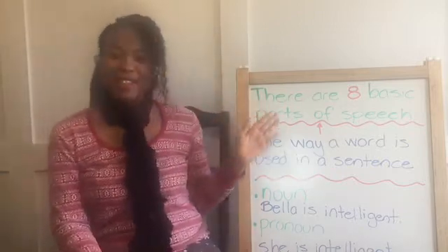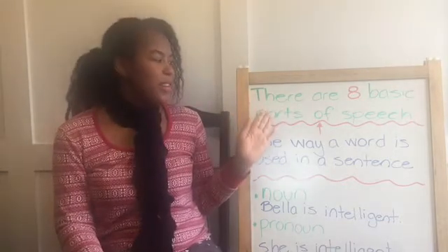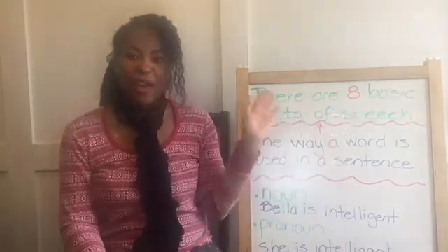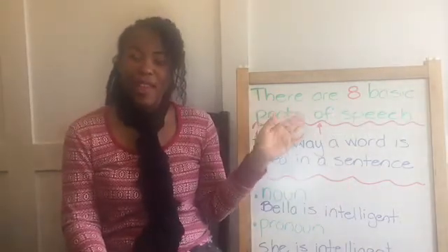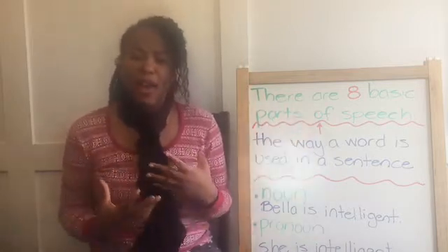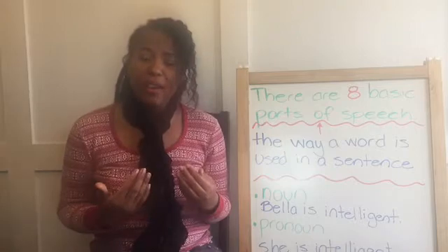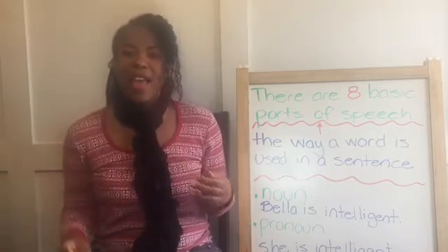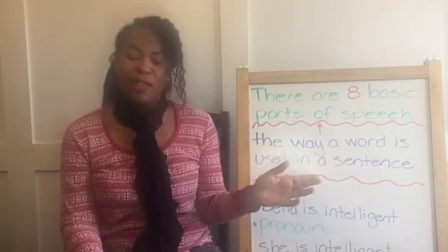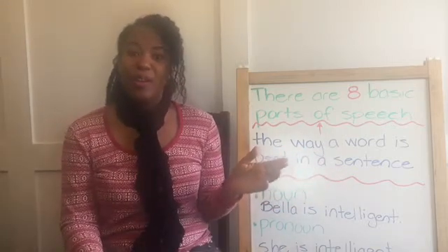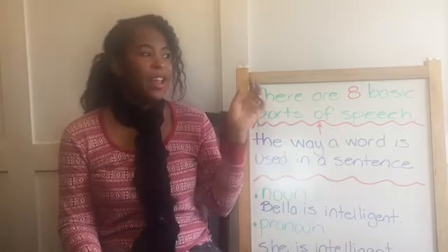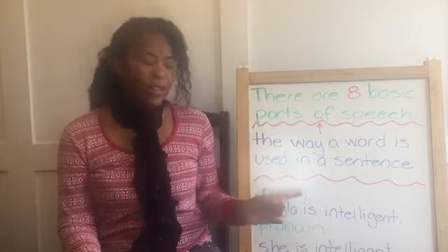So, as you can see, we're going to be speaking about parts of speech. And there are 8 primary or basic parts of speech. A part of speech is something that you naturally do when you speak or when you construct a sentence. It's just the way a word is used in a particular sentence. Like I mentioned, there are 8 of those, but today we're just going to look at 2 of them.